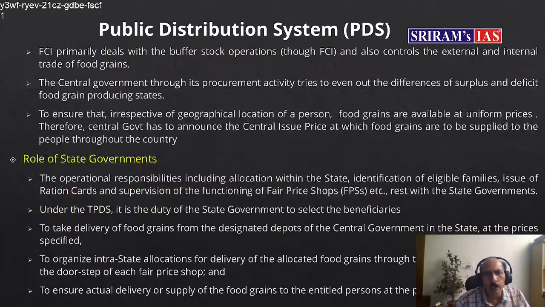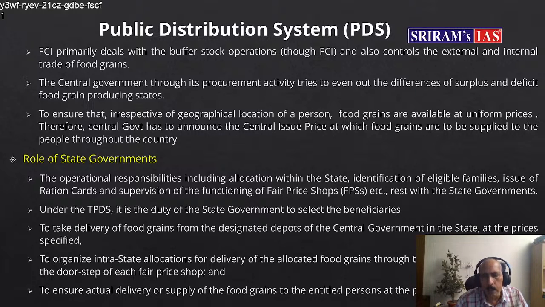Therefore, the state government has to put in place an elaborate arrangement of the system, the fair price shop system, through which this PDS food grains is available to the people. This is the responsibility of the state government to ensure the accessibility of the PDS food grains to all the population in their jurisdiction. They have to organize the system of distribution right from the state level to the regional level to the district level and to the lower level in the form of fair price shops.